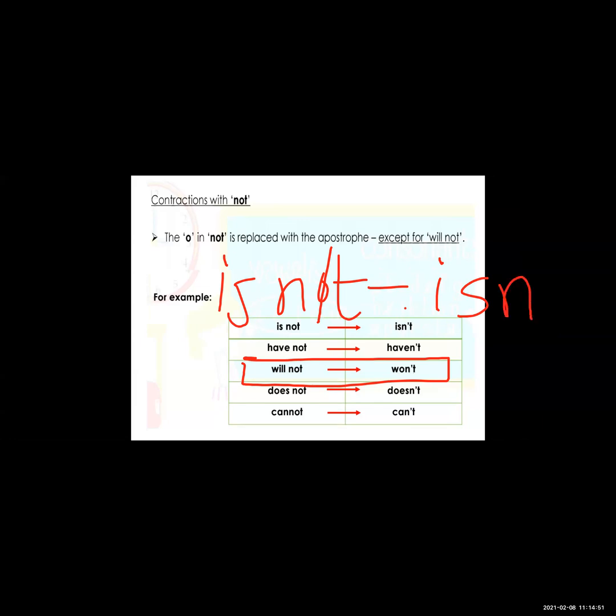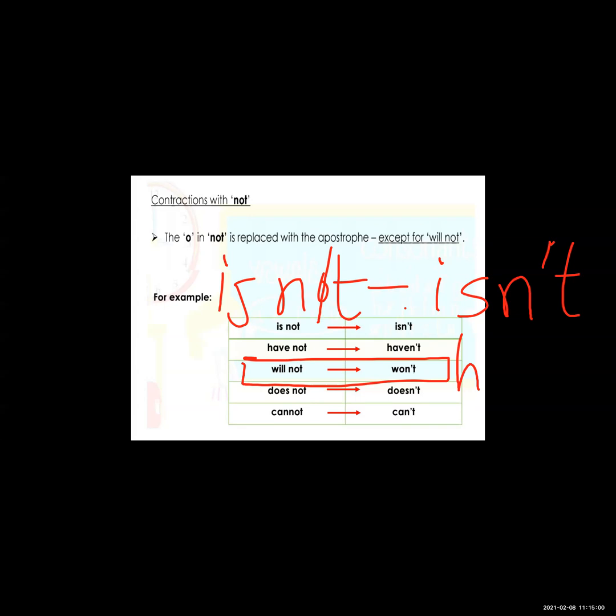Okay, now we will see the exception last. First we will see that the O in not is replaced with the apostrophe. Now see, is not. The O in not will be replaced with the apostrophe. So how will we make the contraction form? That is, i, s, then n, then apostrophe, and then t. Okay, isn't.